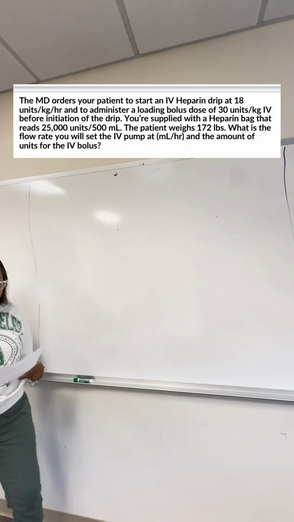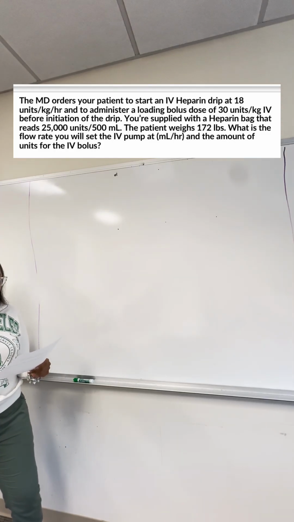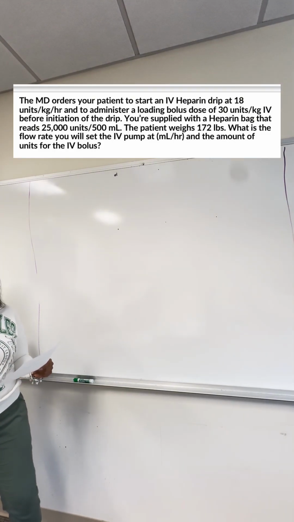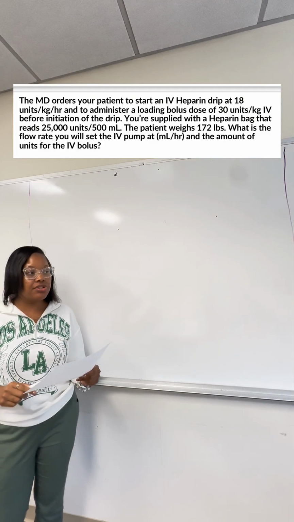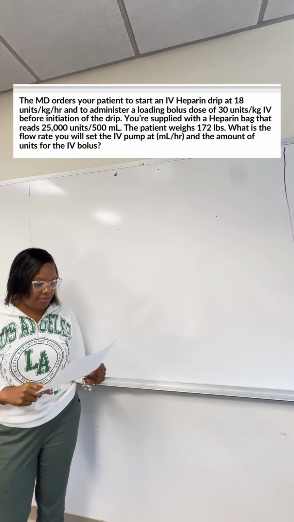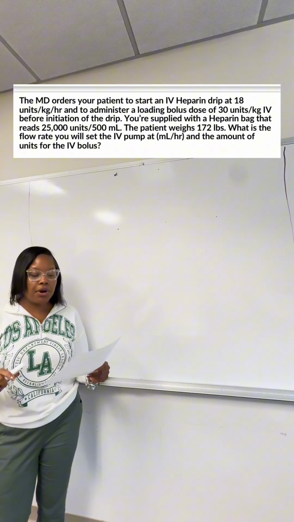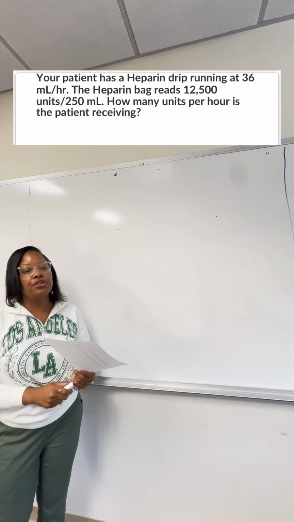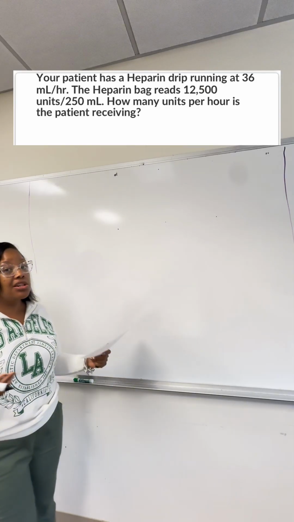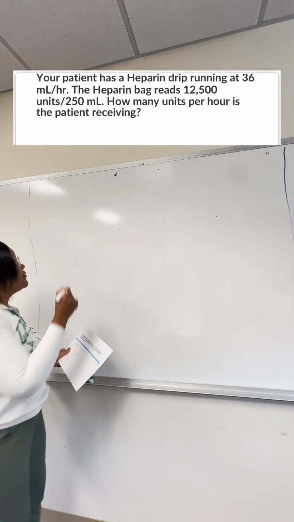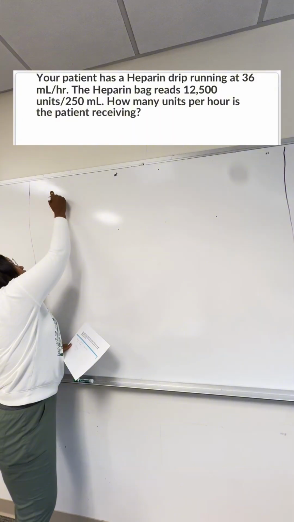Patient has a heparin drip running at 36 mLs per hour. The heparin bag reads 12,500 units per 250 mLs. How many units per hour is the patient receiving? So this question is a little bit different because it's asking for units per hour.